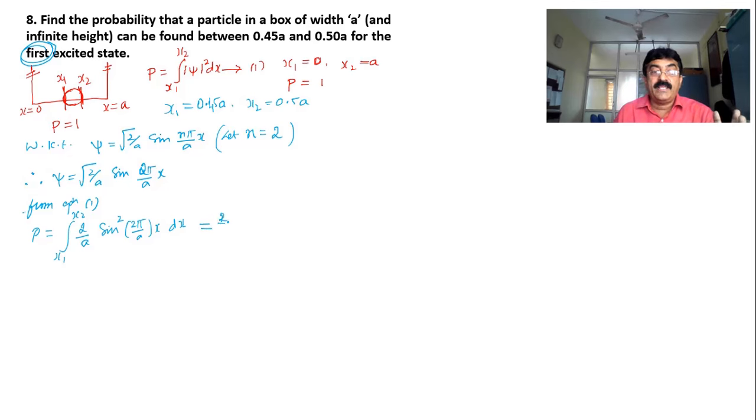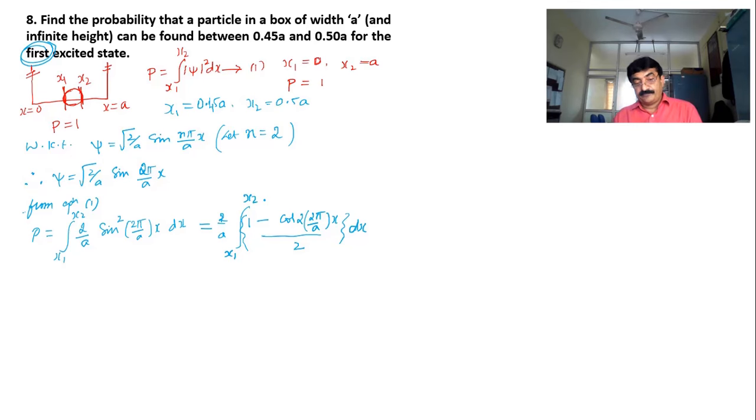I take 2 by a outside, and inside, sin square theta I write as 1 minus cos 2 theta, that is cos 2 into 2 pi by a x, whole thing divided by 2. So sin square theta is 1 minus cos 2 theta into dx as it is, and the limits are from x1 to x2. Okay, limits are x1 to x2. Dear students, my handwriting is not that good, but please bear with me. I think you are able to make out.